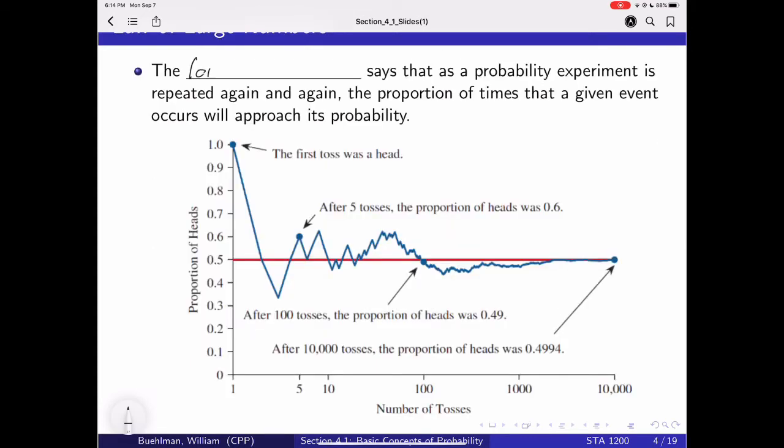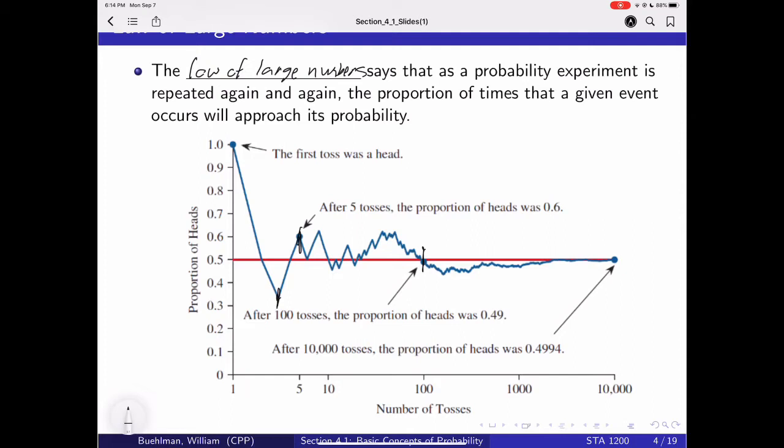The law of large numbers says that as a probability experiment is repeated again and again, the proportion of times that a given event occurs will approach its probability. So we see down here in this graph that early on in our coin flips, here we're at like 3 coin flips, here we're at 5 tosses, you can see that the proportion of heads here is 0.6. And it bounces around until we get to about 100.